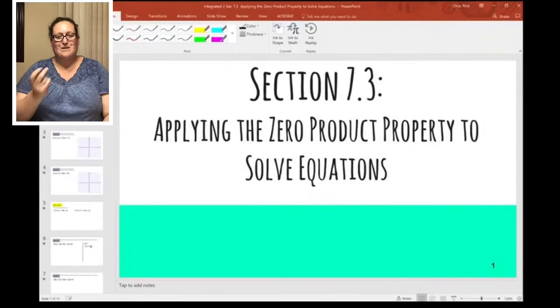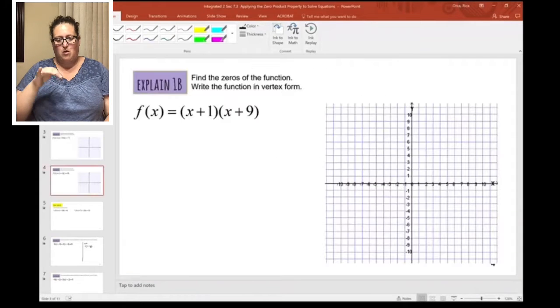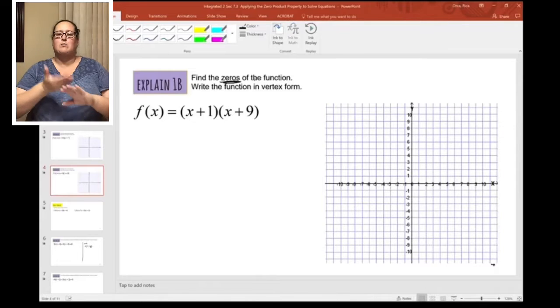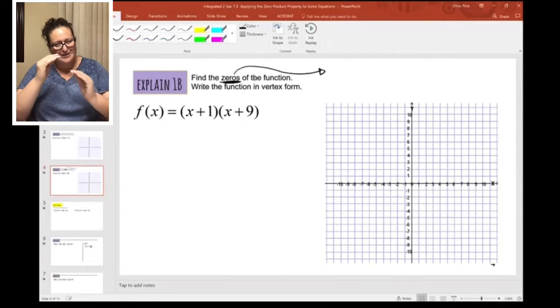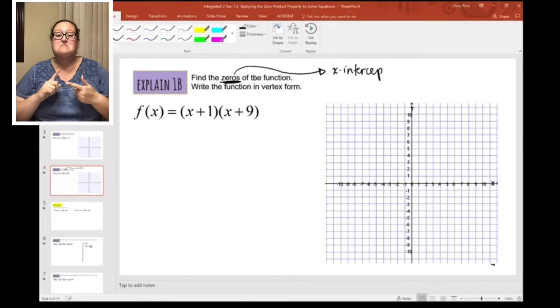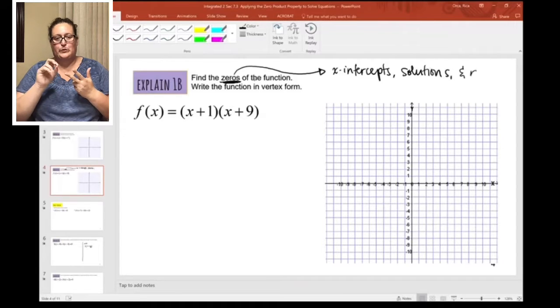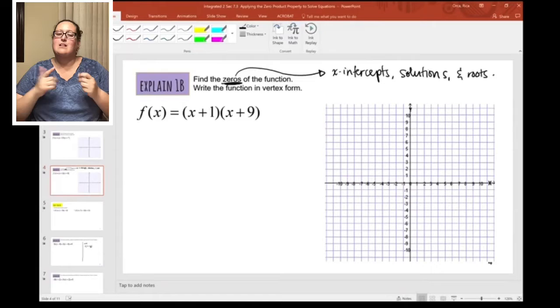Welcome back, class. Today we're looking at section 7.3, applying the zero product property to solve equations. In our previous videos, I've taught you that zeros also means x-intercepts, solutions, and roots. Let's go ahead and find our zeros.